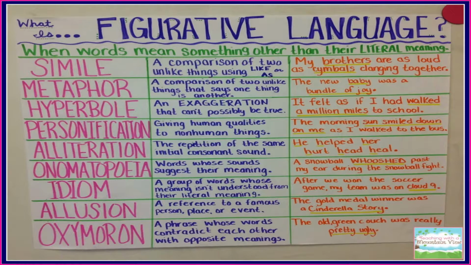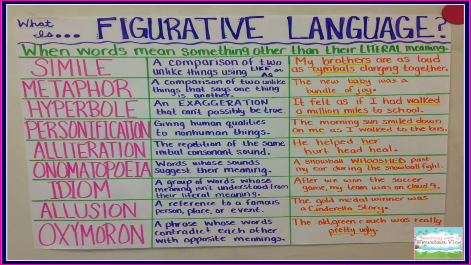Onomatopoeia is where the words that we use make the sounds. We use the word that sounds like the sound, if that makes sense. A snowball whooshed past my ear. You would imagine that it sounds like a whoosh as it goes past your ear.